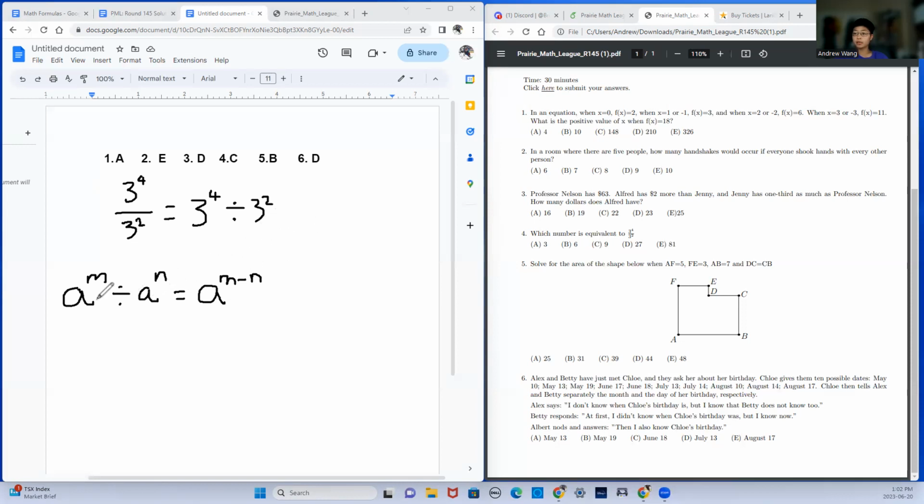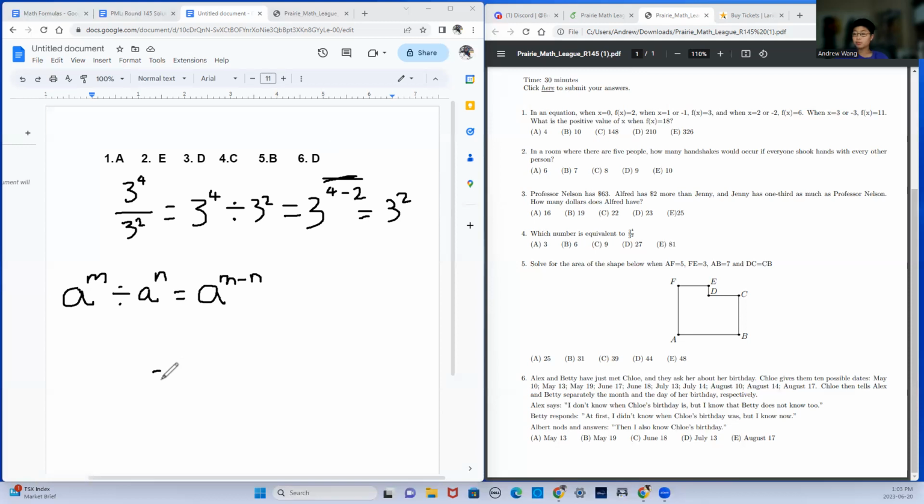So if we apply that here, the a is obviously 3, the m is 4, and the n is 2. So I'm just gonna undo that. 3 to the 4 divided by 3 to the 2. So this would technically be 3 to the 4 minus 2. And if we just focus on the top exponent here, we can solve it out to be 3 to the 2. 3 squared, just 3 squared.